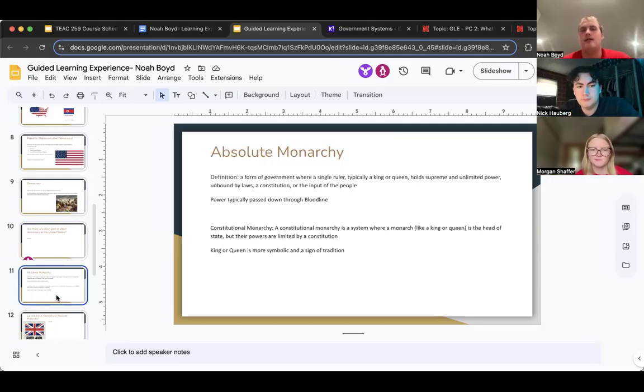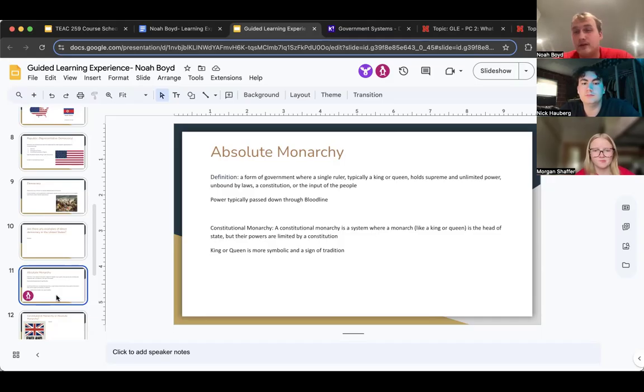Moving on, the next form of government we're talking about is absolute monarchy, and this is going to be an example of an unlimited government. So, an absolute monarchy is a form of government where a single ruler, typically a king or queen, holds supreme and unlimited power, unbound by laws, a constitution, or the input of the people. And for absolute monarchies, the power is going to be typically passed down through bloodline.